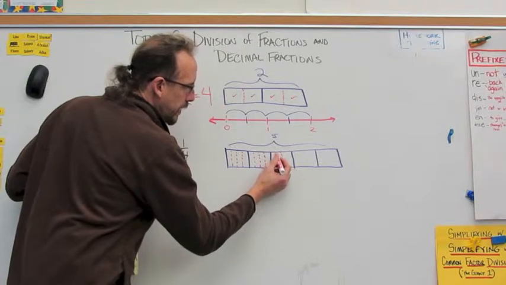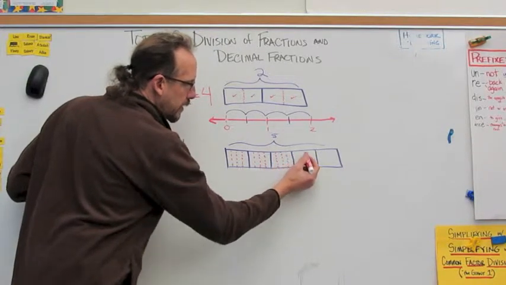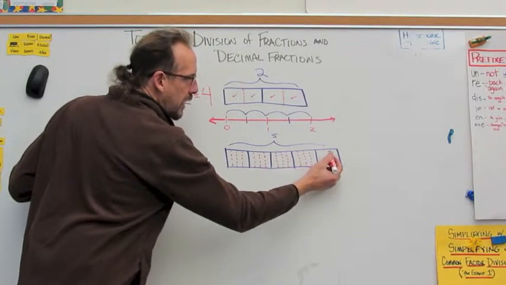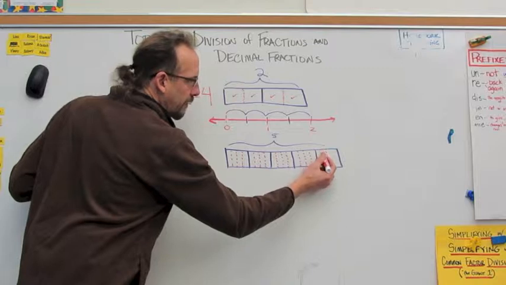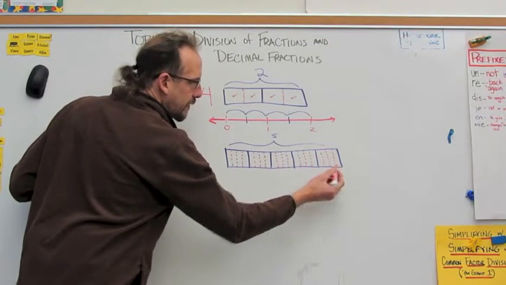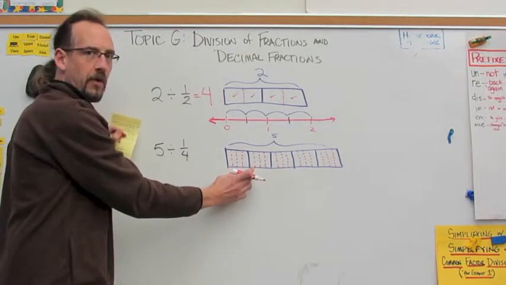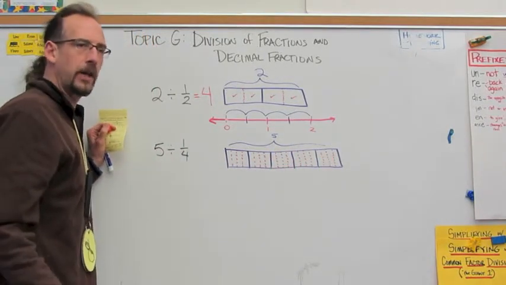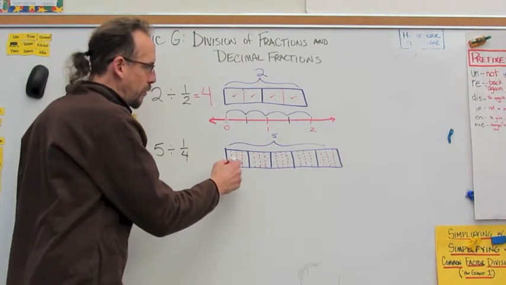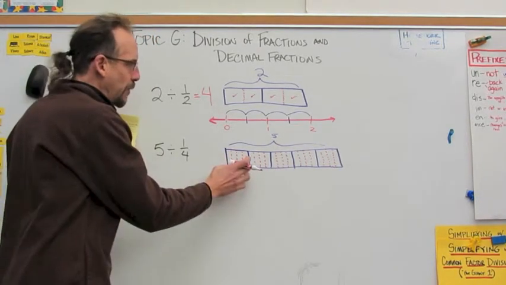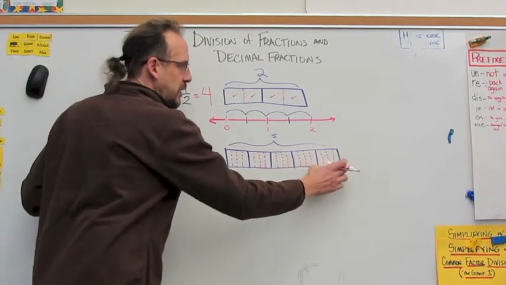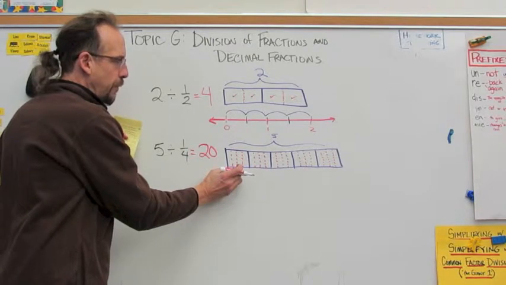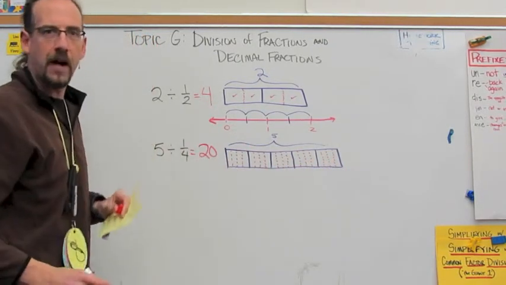And I want to make sure that I do it for each one because I'm trying to find out, just like with whole numbers, how many fourths are in 5. So I have to know how many fourths are in 1 and then count how many would be in 5. Now we'll encourage kids to not count 1, 2, 3, 4, 5, 6, but rather count by 4s. 4, 8, 12, 16, 20. There are 20 fourths in the number 5.